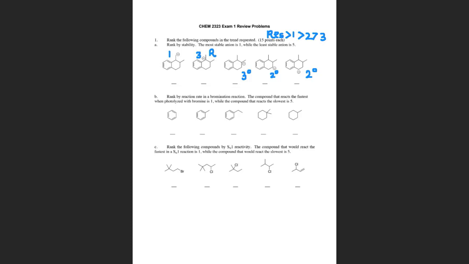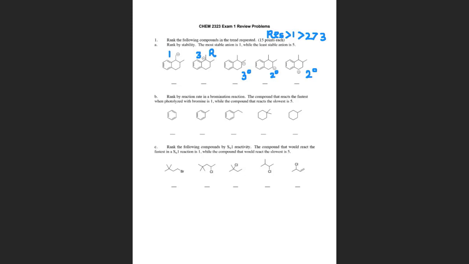Yes, exactly. For the cation, it would be exactly the opposite because we're electron deficient, so we need more electron donating groups to stabilize the cation. But for anion, it would be primary, then secondary, then tertiary because of the excess of electrons. We don't want the donating groups.